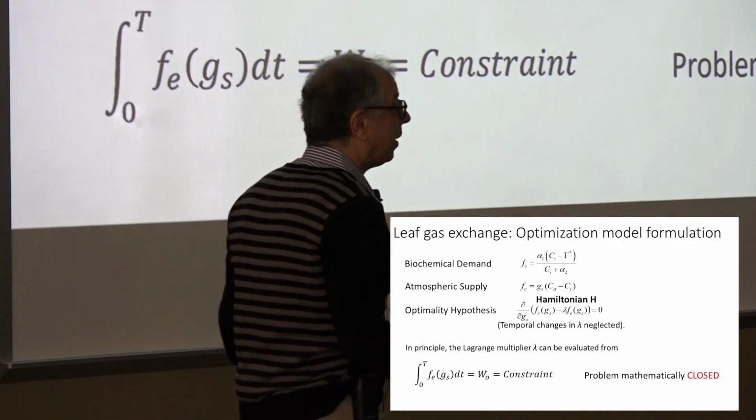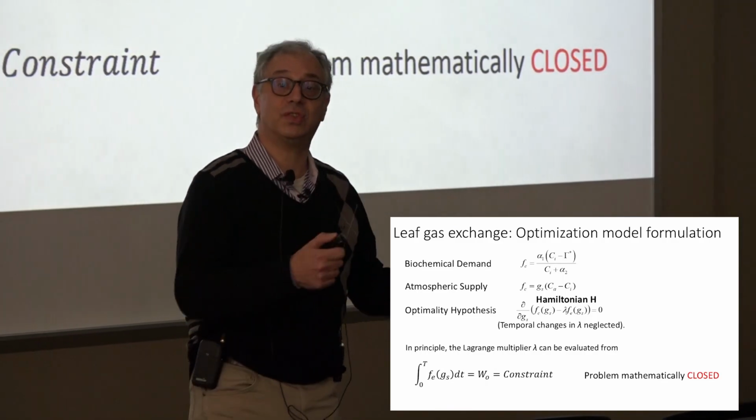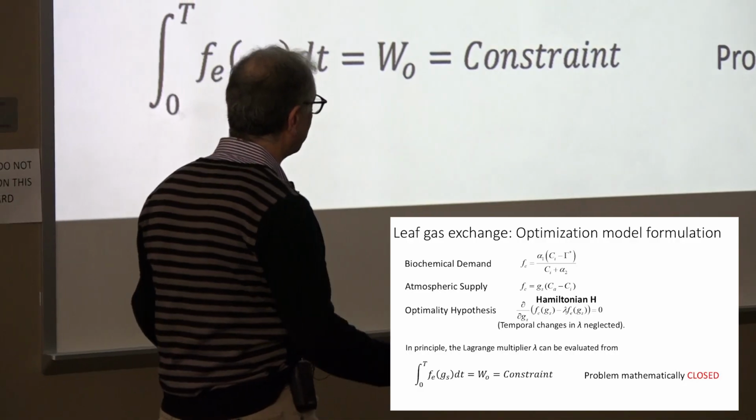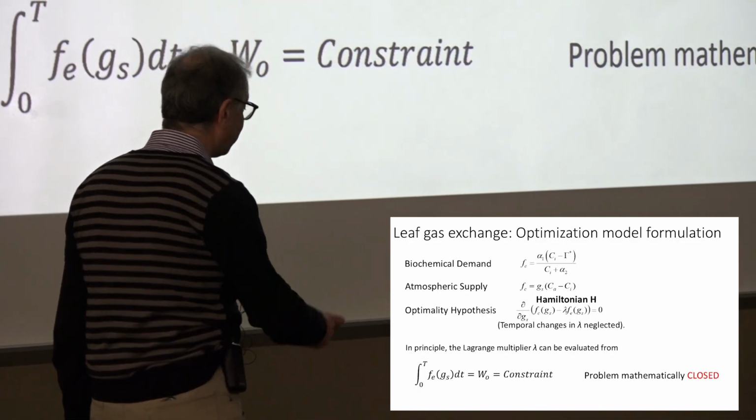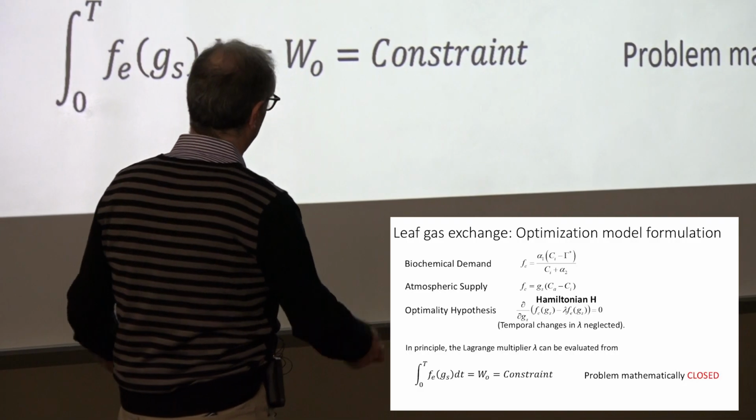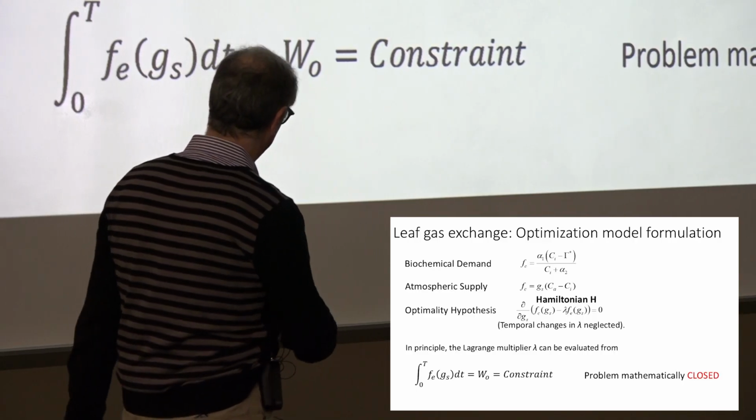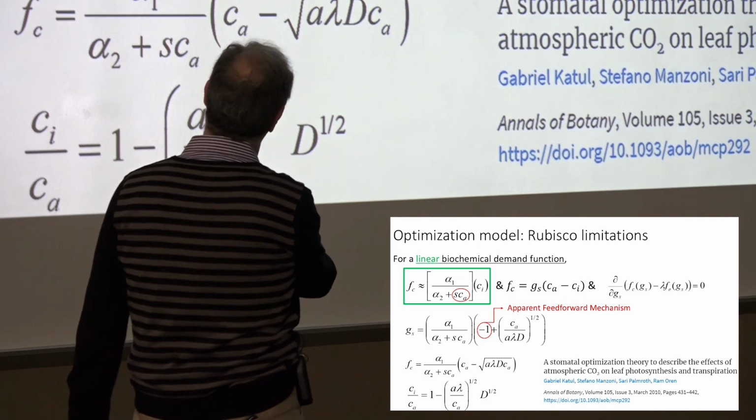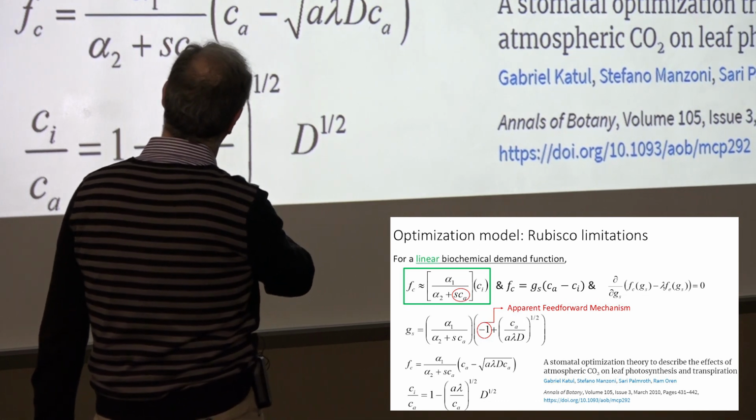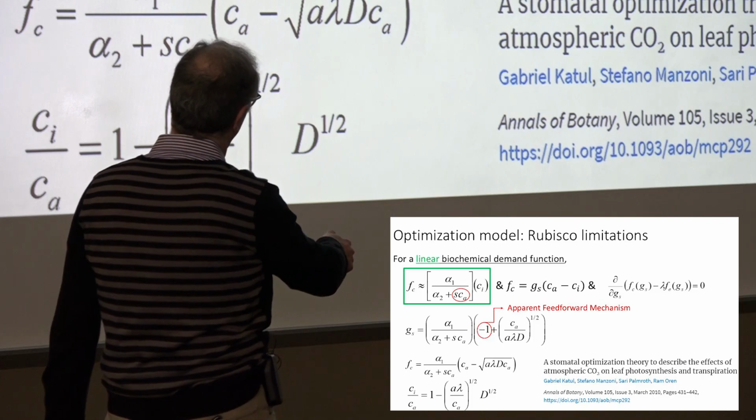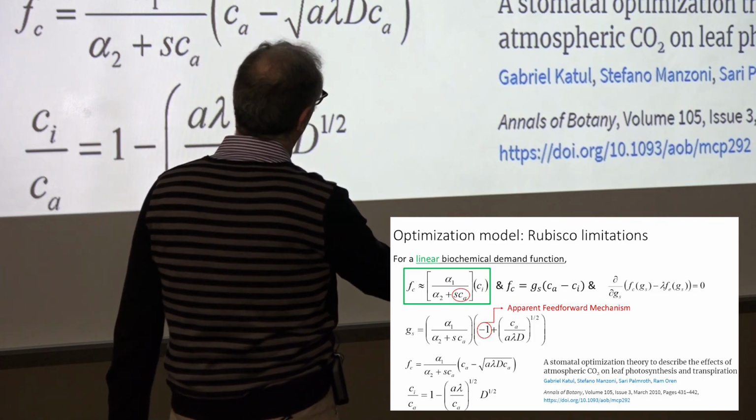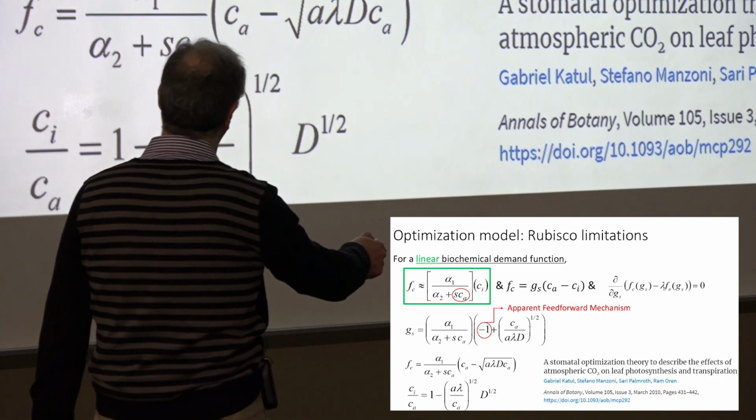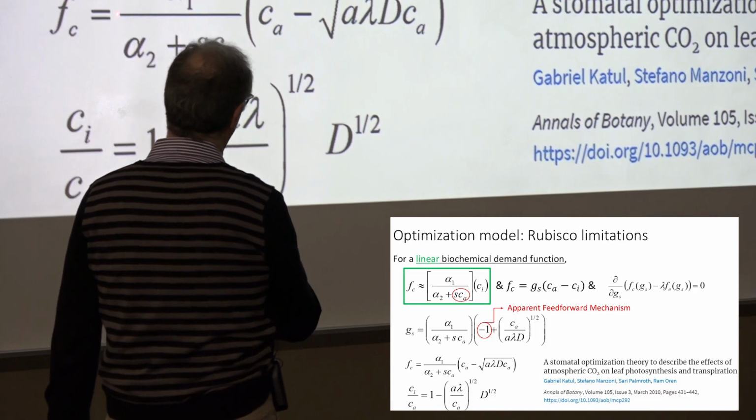And as all optimality principles do, you use the constraint to evaluate the Lagrange multiplier. So in that sense, the problem is mathematically closed, and it can yield solutions to this coupled photosynthesis water system. And just to show you how they look, if we linearize this biochemical demand, so FC now is linear in CI, we keep the mass transport the same, we impose the optimality principle in this case and solve these equations, and you end up with these very simplified expressions.